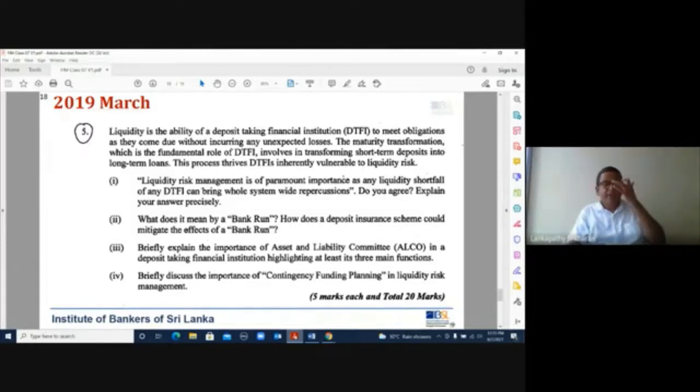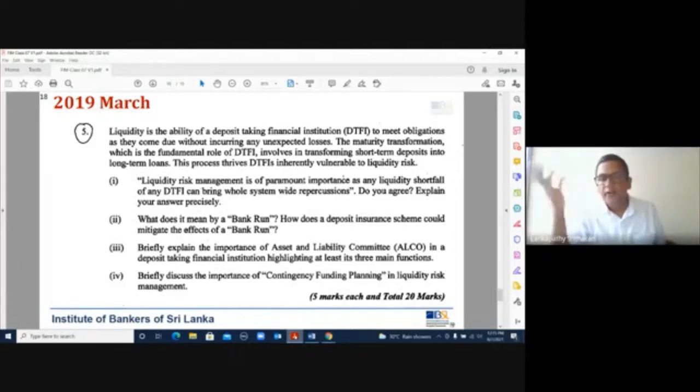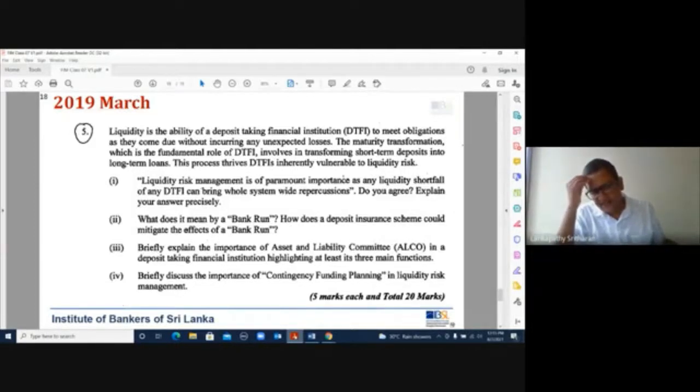Okay. Briefly explain the importance of asset and liability committee in a deposit-taking finance institution, highlighting at least 3 main functions, which we have already discussed in the last September paper. So this is the way. I just wanted to reiterate that the same question keeps coming again and again. You'll have to mention it; if you go through it, it's easy to answer. It's the same thing, same answer.